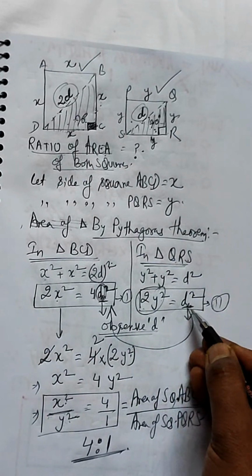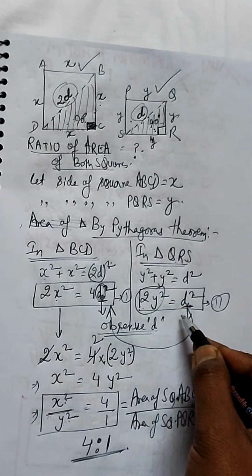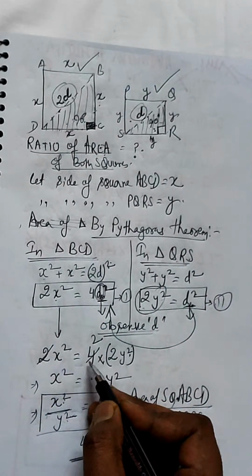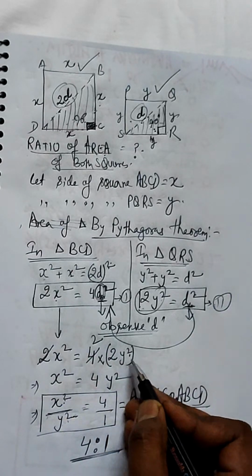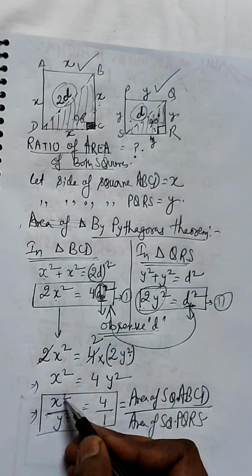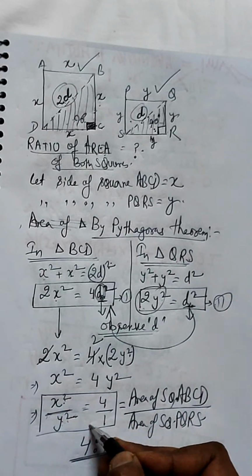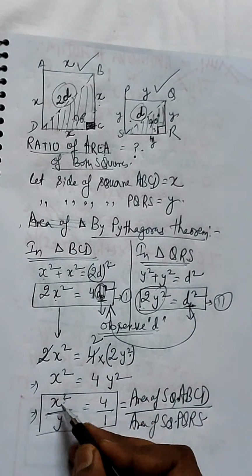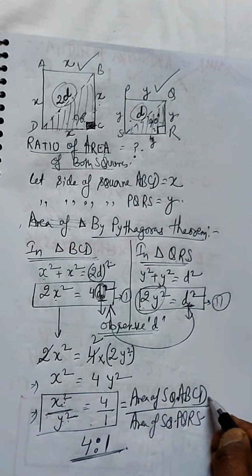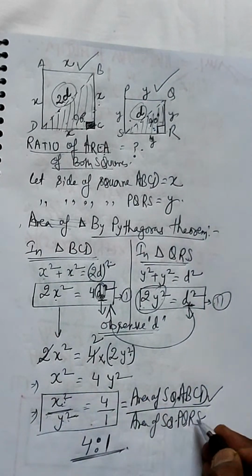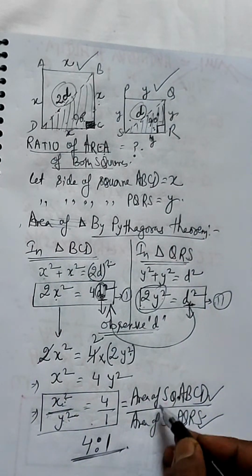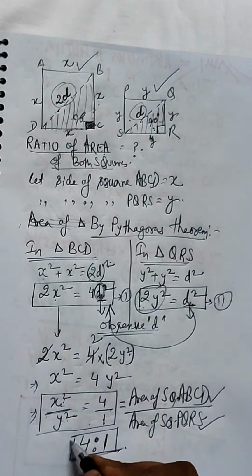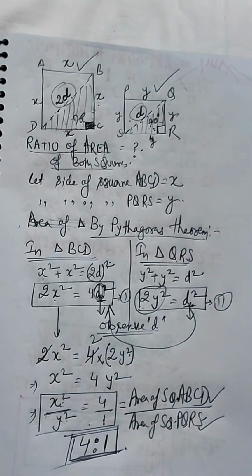So just substitute the value of d square from equation number 2 into equation number 1. So we get 2x square equal to 4 times 2y square, right? So we get the ratio of x square by y square as 4 is to 1. So 4 is to 1 is our answer, because x square is the area of the bigger square ABCD and y square is the area of square PQRS. So the ratio of these two areas is coming as 4 is to 1. So 4 is to 1 is our answer.